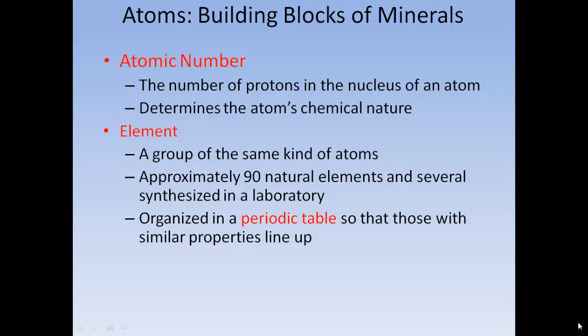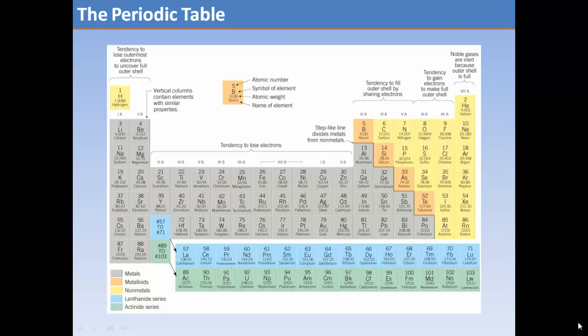Okay. An element is a group of the same kind of atoms. Approximately 90 natural elements exist, and several more have been synthesized in a laboratory. We can organize them in what's called a periodic table, so that those with similar properties line up. Periodic tables categorize all the different atoms, so you can look up their features quickly. So here's a periodic table.